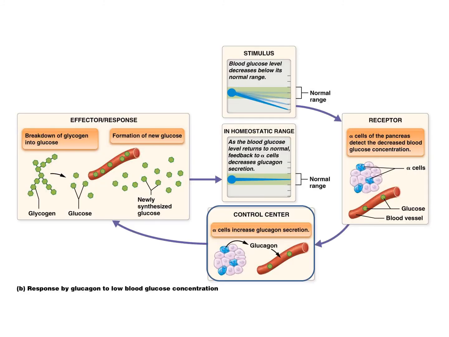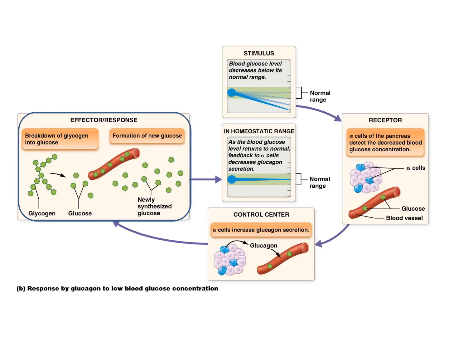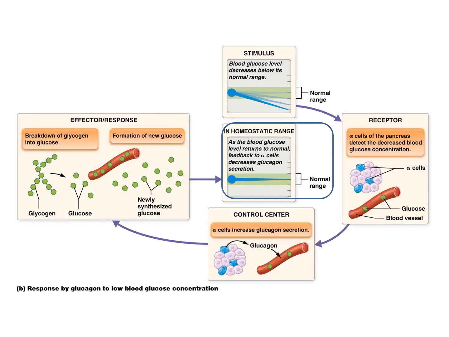So the opposite occurs when there is a decrease in blood glucose levels. The effector and response: the increase in glucagon will increase blood glucose by glycogenolysis and formation of new glucose by gluconeogenesis. It also increases other fuels such as ketone bodies, free amino acids, and fatty acids. So pretty much the exact opposite of what we've seen in response to insulin. As a result, blood glucose levels go back to the homeostatic range through negative feedback, and then alpha cells will decrease glucagon secretion.